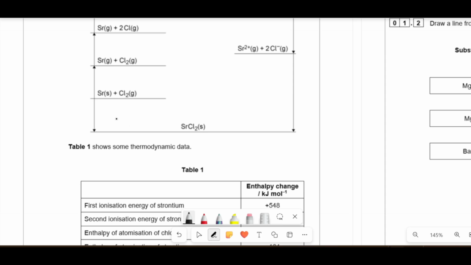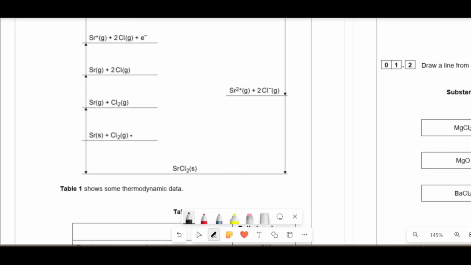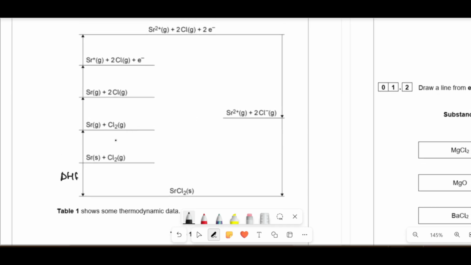Don't just memorize what a cycle looks like, actually understand what's going on, because they can give you scenarios where the cycle isn't the same as what you're used to, or it could be unfamiliar enthalpy changes. So here we're going from strontium solid and chlorine gas in its standard state to strontium chloride, so that has to be the enthalpy of formation. Next, we're going from strontium solid plus chlorine gas to strontium gas, so we're going from an element in its standard state to a gaseous atom. So that's enthalpy of atomization for strontium.